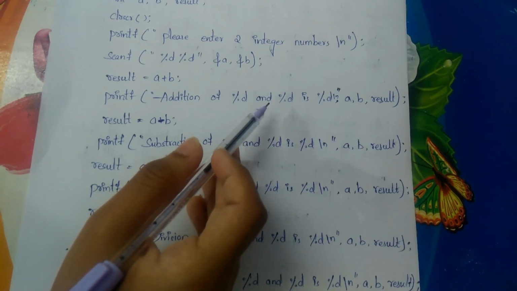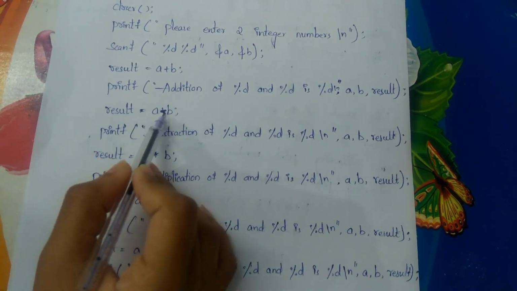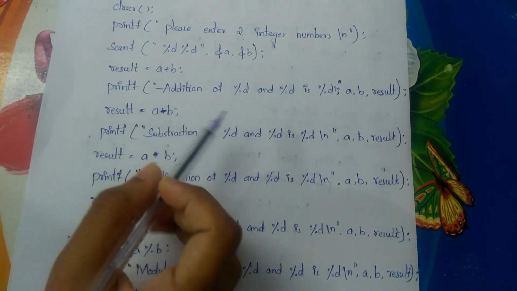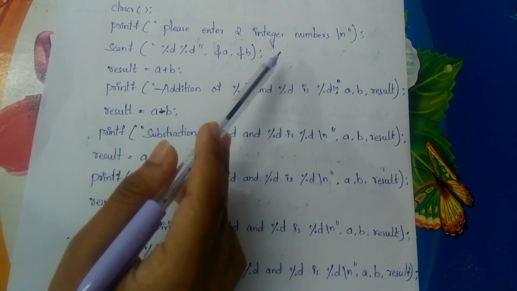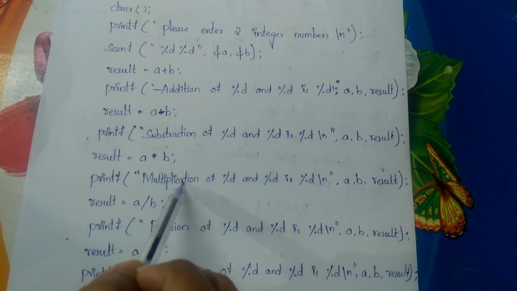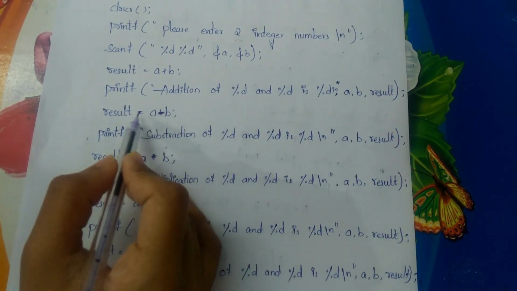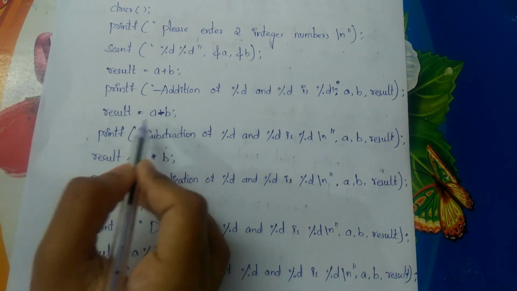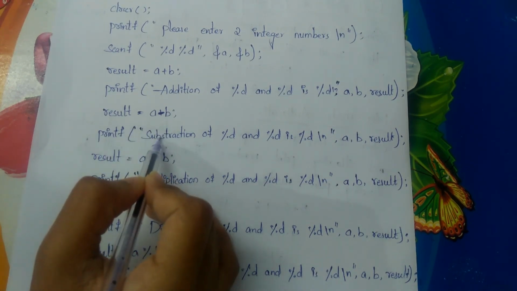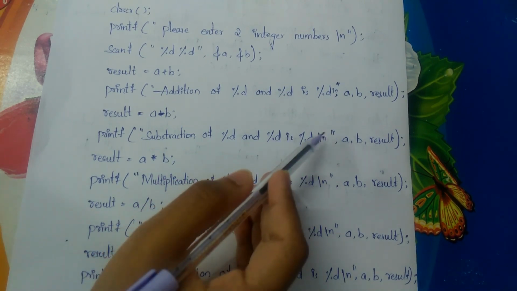Similarly, the next is the subtraction operator, so result equals a minus b. Remember that whatever the starting two numbers I gave, with those two numbers only I am performing all these operators. So the values of a and b do not change here. So result equals a minus b. Then it prints that subtraction of %d and %d is %d and the backslash n.